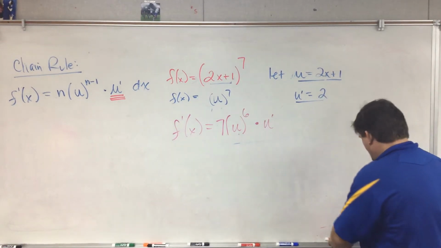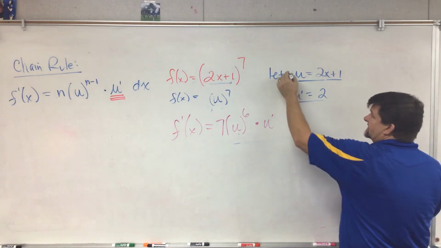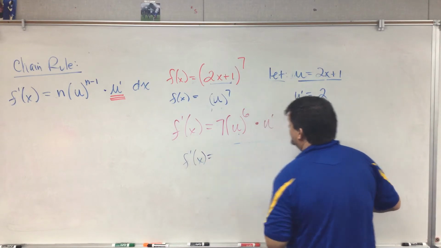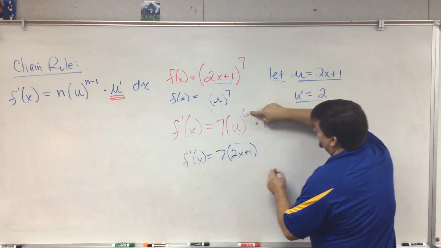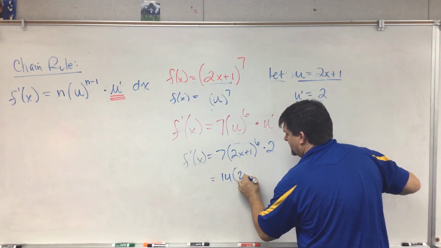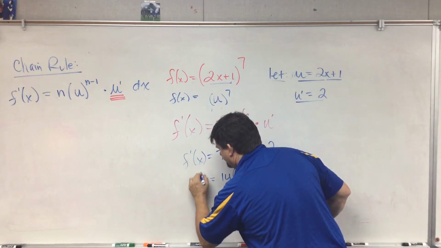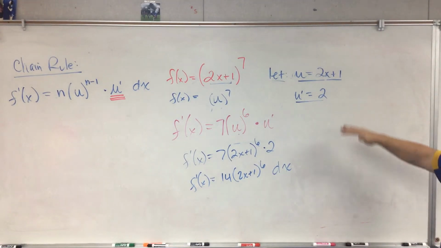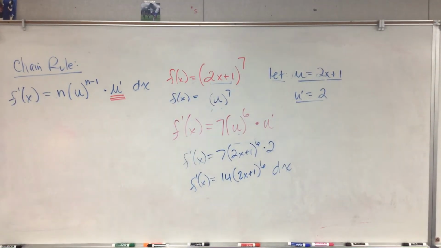Okay? So now I take my pieces that I said let happen. My final f prime is going to be 7 times 2x plus 1 to the 6th power times 2, which cleans up to 14 times 2x plus 1 to the 6th power. All right? So that means I took the derivative. That's where the chain rule comes into play. A lot of these are just the power rule idea.